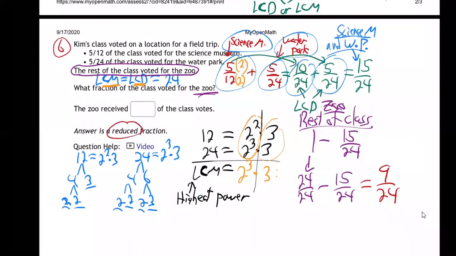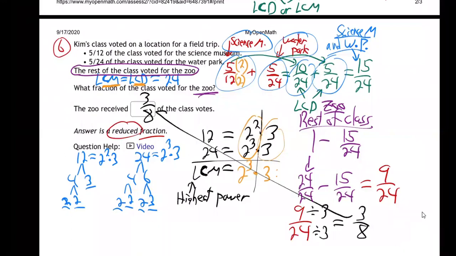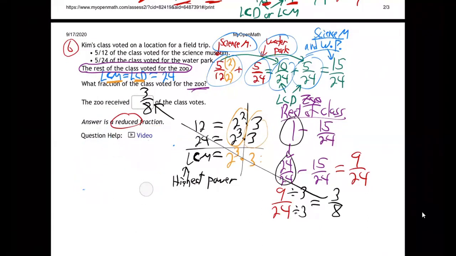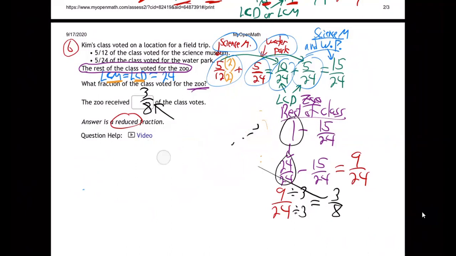Now it did say reduced fraction. So I've got to take that 9/24, divide by 3, top and bottom, get 3/8. So there we go. 3/8 of the class voted for the zoo. Does that make sense? We took it away from one whole class, which is 24/24, the whole class. Is that good on that one? Questions on that?